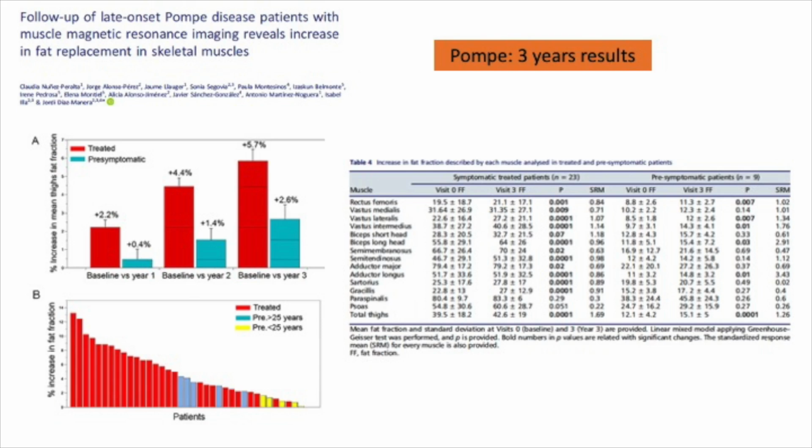Why is this happening? We don't really know. We looked at many factors that could be influencing this response, and the only thing that we identified that was relevant is the baseline fat fraction. So the more fat you have at baseline, the worse it is for your progression over 3 years. And then I want to ask you to start looking at these other colors, the blue ones and the yellow ones, because these are presymptomatic patients. And we observe that in some presymptomatic patients, fat can also increase.